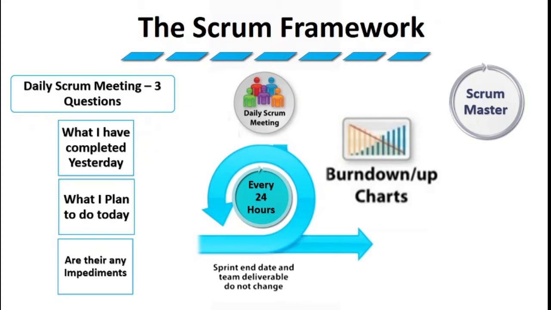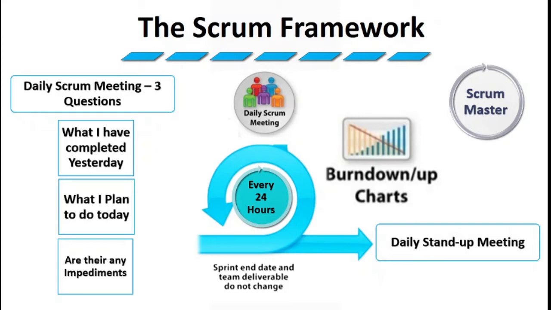A burn down chart is actually a chart in which the team shows how many work items they have burned down, which means how many work items they have completed from the sprint backlog and how many items are actually left. And one most important thing about the daily Scrum, the sprint, is that during the sprint you do not make any changes that affect the goal of the sprint, and that's a very important rule of the sprint. And just for your information, the daily Scrum meeting is also referred to as the daily stand-up meeting.